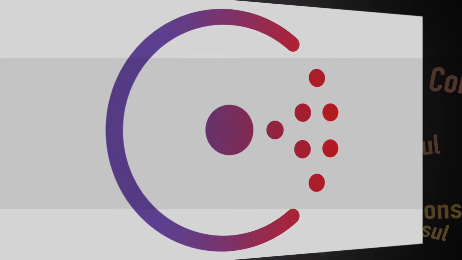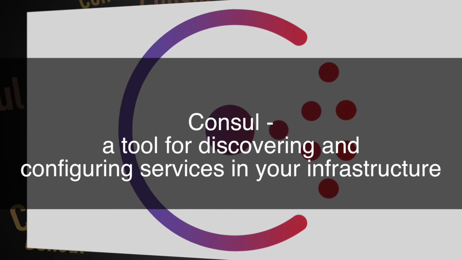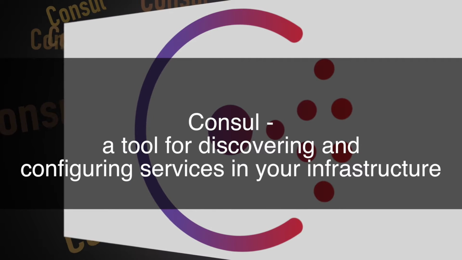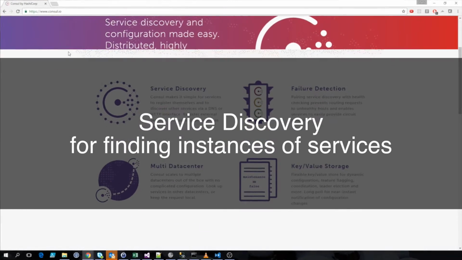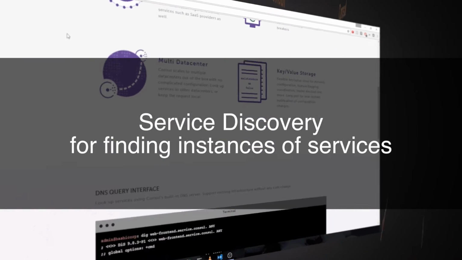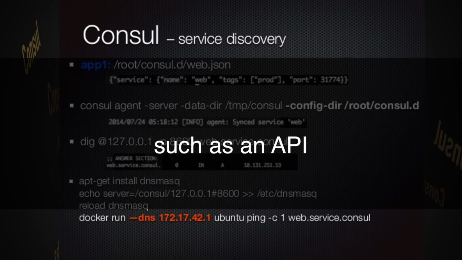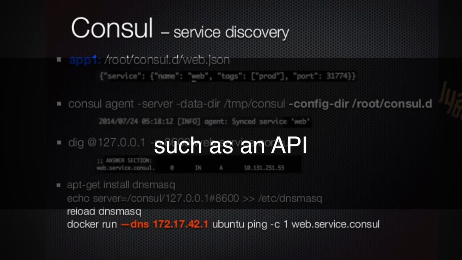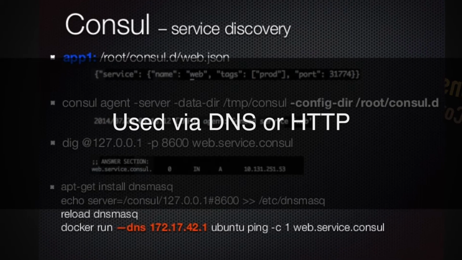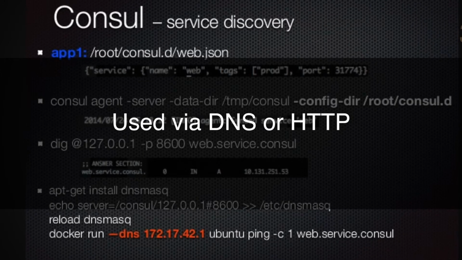Consul has multiple components, but as a whole it is a tool for discovering and configuring services in your infrastructure. It provides several key features. Service discovery. Clients of Consul can provide a service, such as an API or MySQL, and other clients can use Consul to discover providers of a given service. Using either DNS or HTTP, applications can easily find the services they depend upon.